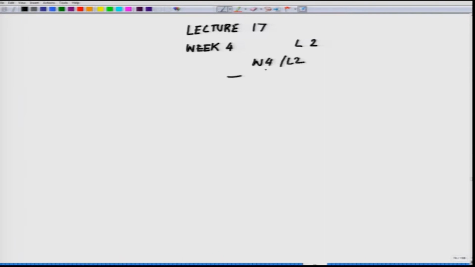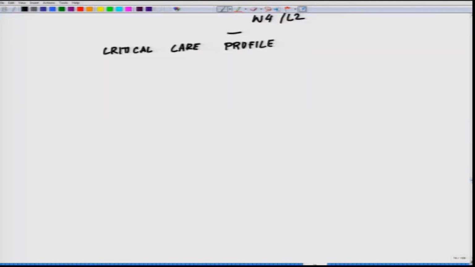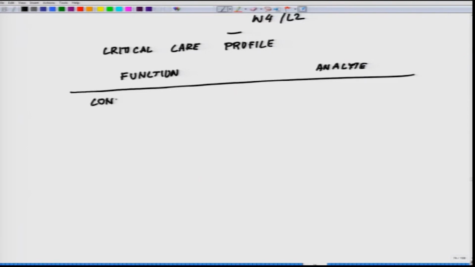W4/L2. Okay. Now if you see a critical care profile in a hospital, you will observe something very interesting, and we will come back to the electrode concept from there, exactly the application part of it. Okay. So, the function and analyte. Function, say for example, conduction, if we talk about nerve conduction.